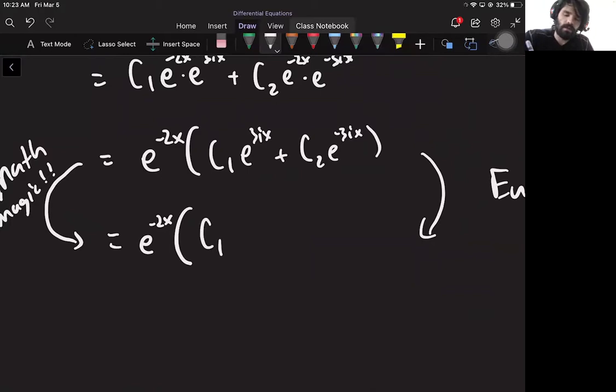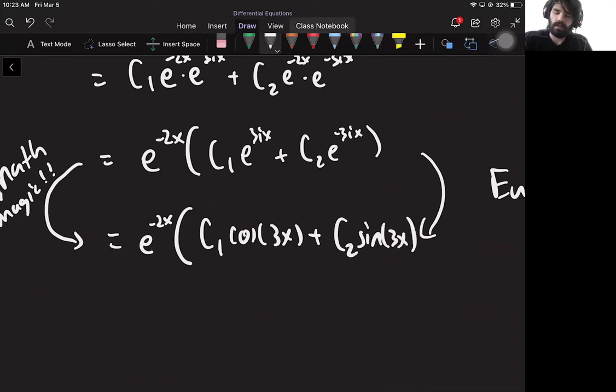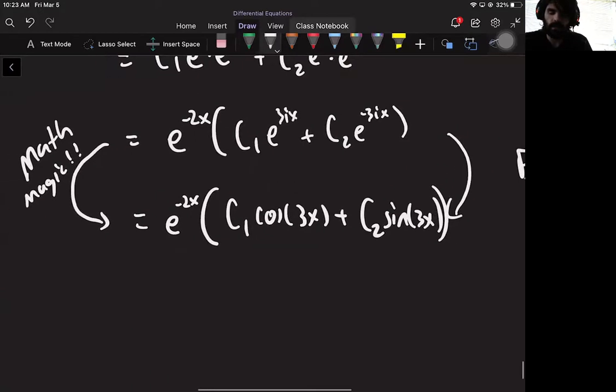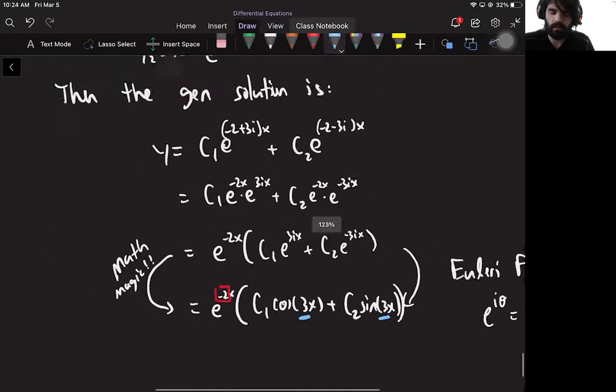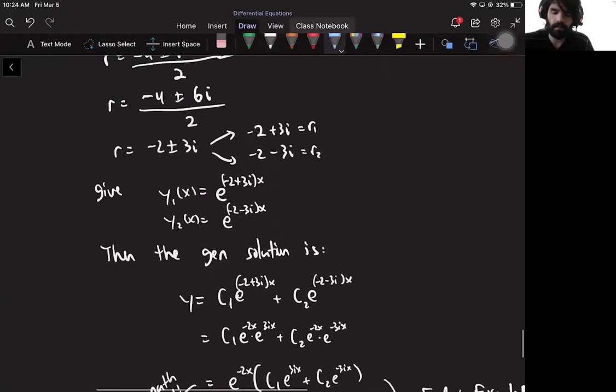So it becomes C1 cosine of 3x plus C2 sine of 3x. The nice thing about this is all the i's have vanished, so there are no more imaginary numbers in our solution. What you should notice is these numbers, though. This negative 2 and these 3s, that's the pattern we're looking for. That comes from here.